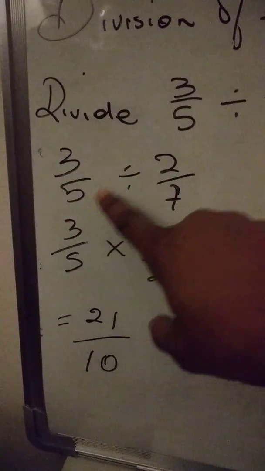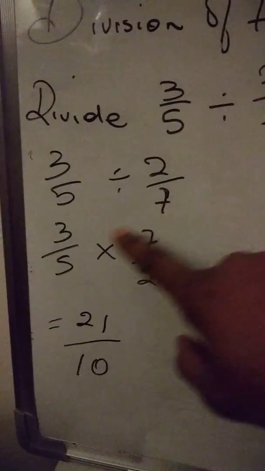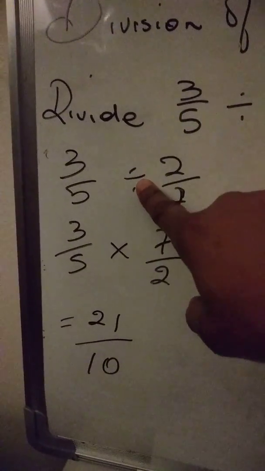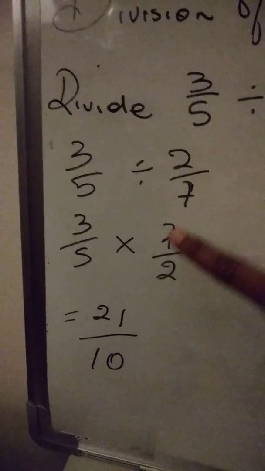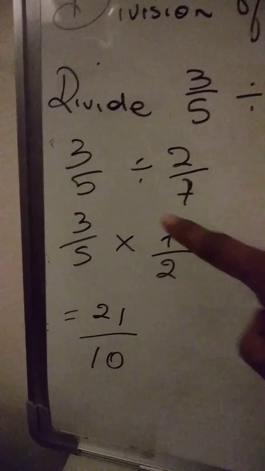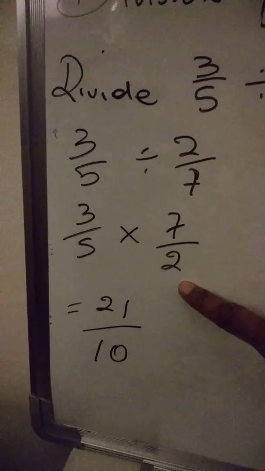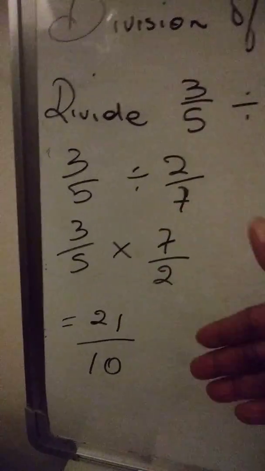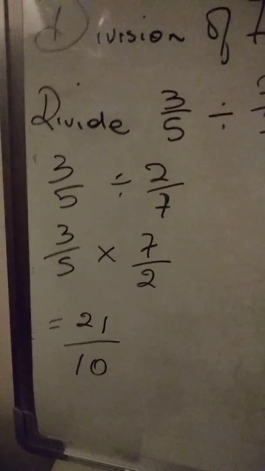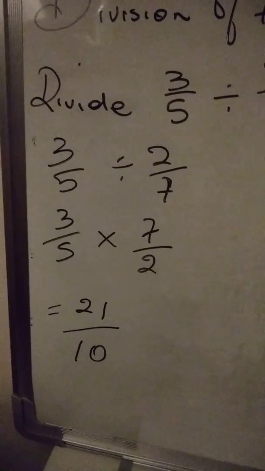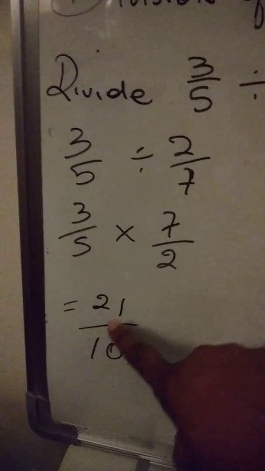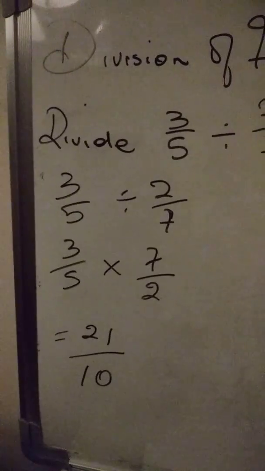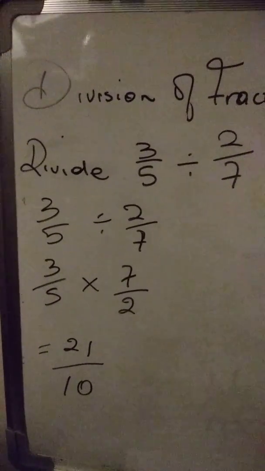So we have 3/5 divided by 2/7. We're going to have 3/5, and the division sign is going to be changed to a multiplication sign. And the number that comes after the division sign will change also. It is going to invert. That means it's going to turn upside down. So we have 3 times 7 is 21, and 5 times 2 is 10. Alright, so we're going to move to another example.